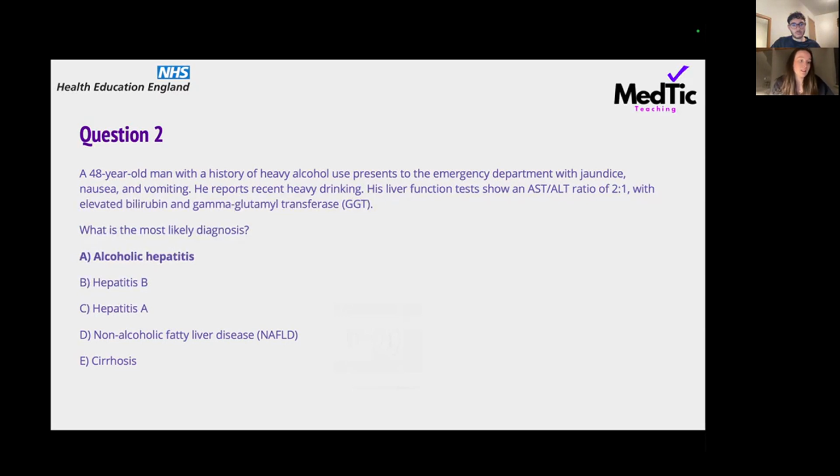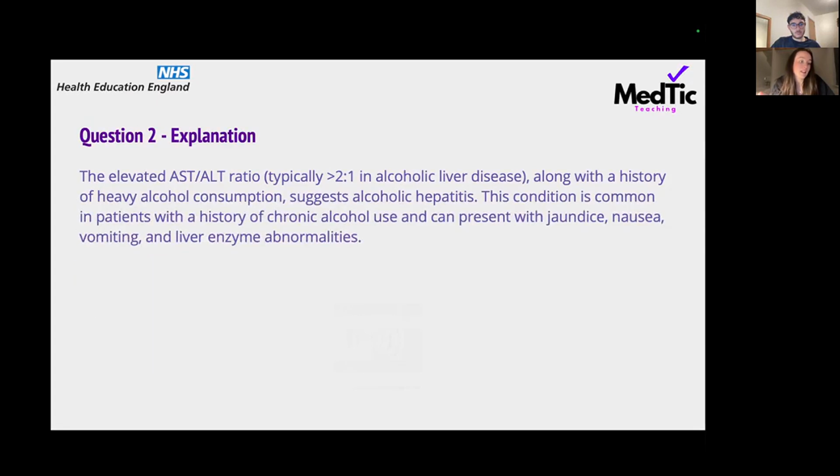So the correct answer in this case was A, alcoholic hepatitis. An AST to ALT ratio of 2:1 is characteristic for alcoholic hepatitis. Management options include stopping drinking, steroids, but also supportive care. It's common in patients with a history of chronic alcohol use, and it can be a bit of a giveaway in questions in finals, but it also can be a bit of a red herring. It often presents with jaundice, nausea, vomiting, and like we said, liver enzyme abnormalities, so deranged LFTs and things like that.